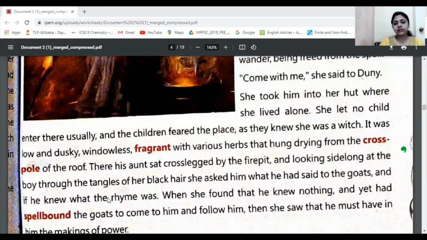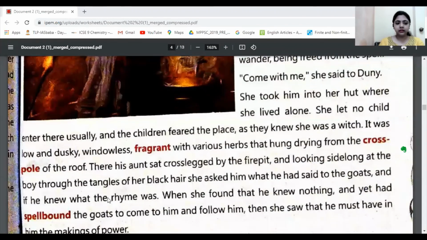Then he saw his aunt, who sat cross-legged, who crossed her legs and sat down by the fire pit. Now there was a pit in which the fire was burning. So she sat by the fire and looked sidelong at the boy through the tangles of her hair. The hair was all over her face, and she was looking through the tangles at the boy and asked him if he knew about the rhyme, or if he knew the use of that rhyme. And she asked what he had said to the goat. Then she found out that the boy knew nothing about it. He had no idea what he had used, what he had said. Still he could spellbound. His spell worked. His magic worked.